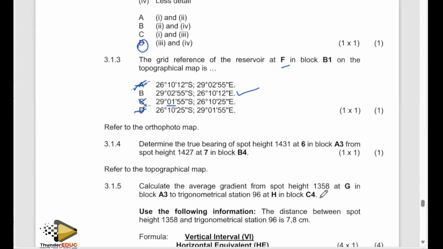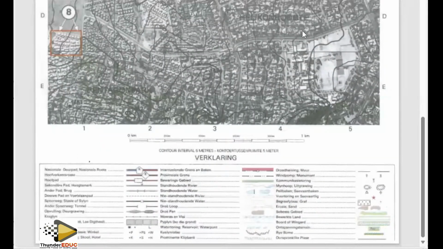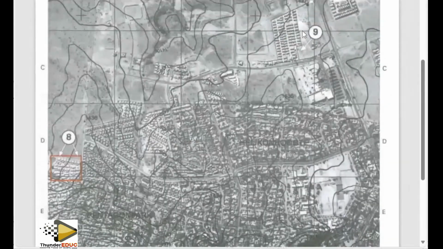Refer to the orthophoto. Determine the true bearing of spot height 1431 at G in block A3 to trigonometrical station 96 at H. Right, we want the true bearing between those two points. So we want the bearing of that spot height on the orthophoto map. Let's go to our orthophoto map and check what is happening there. Right, our orthophoto map is here. We are looking at these two.